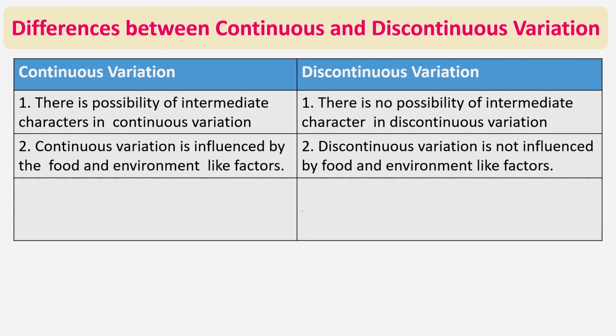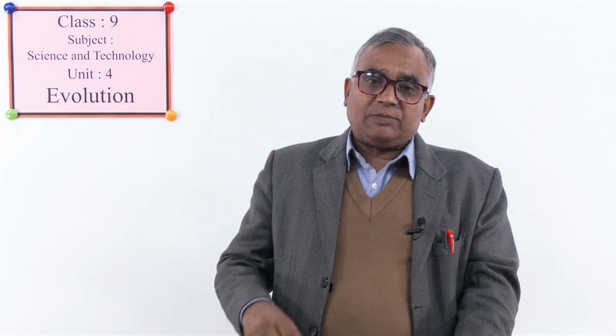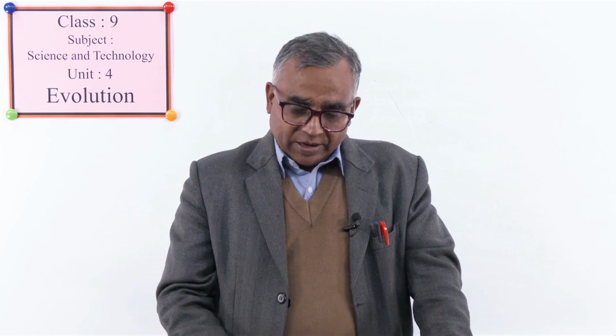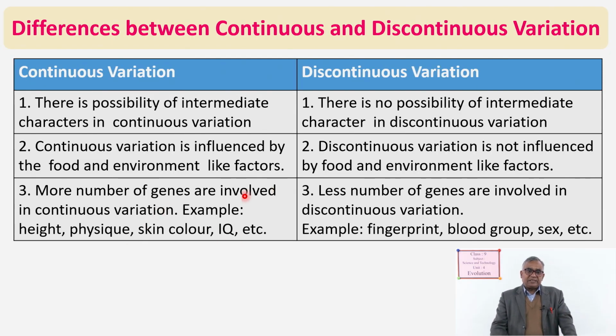Yes. So this continuous variation is not influenced by food and environment like factors. Next one is more number of genes are involved in continuous variation because there is more range of characteristics. So obviously there is involvement of more genes. And its examples are height, physique, skin color, IQ, etc. And discontinuous variations, last point, less number of genes are involved in discontinuous variation. Examples: fingerprint, blood group, sex, etc.